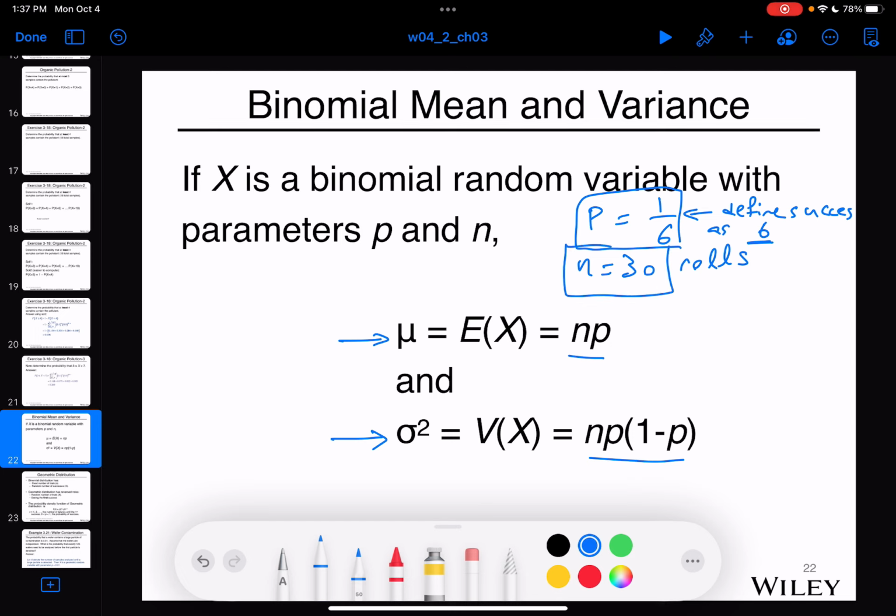So in this case, the expected value is going to be NP, which is 30 times 1 divided by 6, and that's 5, right? And that should make sense to you, because if we roll the die 30 times, on average we are expected to get 5 6s, right? And that's the meaning of expected value. It means on average, how many times do you expect to succeed?